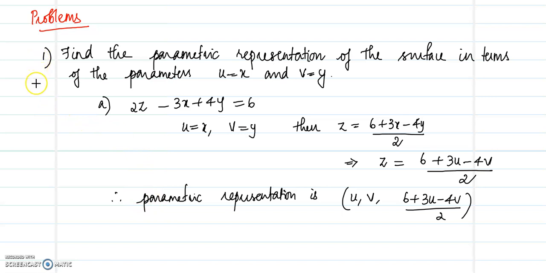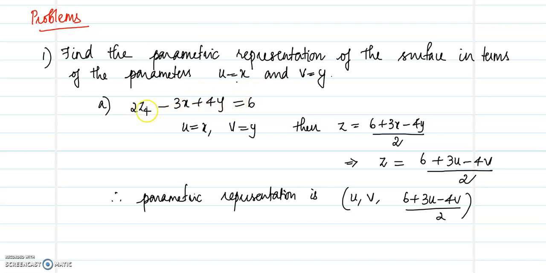So the first set of problems are on the parametric representation. So we will see how to form parametric representation of surface in different ways. So the first type of problem is to find the parametric representation of the surface in terms of the parameters u equal to x and v equal to y. So let us look at the first problem. That is 2z minus 3x plus 4y equal to 6.